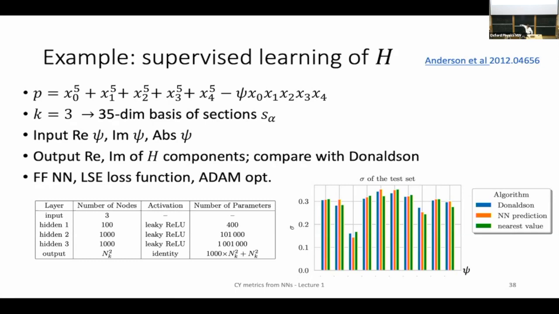So what we see here is the table showing how the neural network was set up: the number of nodes in the different layers, what kind of activation functions were used, and also the number of parameters that were needed for this. And then we see a comparison here on the right for different values of psi, with different randomly sampled points in a particular range of psi.